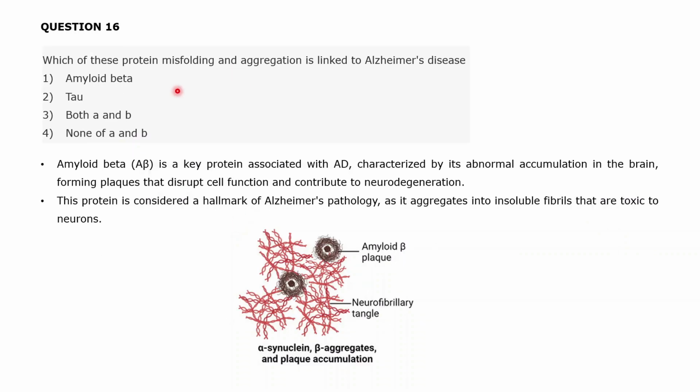Which protein misfolding and aggregation is linked to Alzheimer's disease, which is a neurodegenerative disease, right? So option number 1, amyloid beta; tau; both A and B; none of A and B. Which might be the answer? Both A and B. So basically you can see that both A and B, you are right.